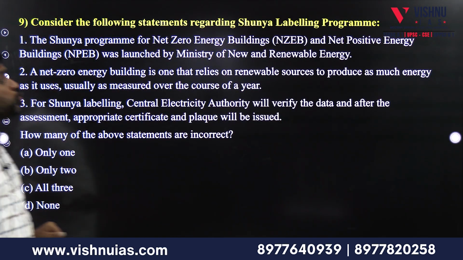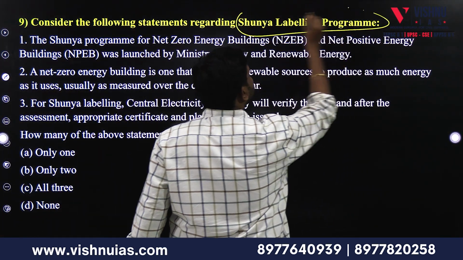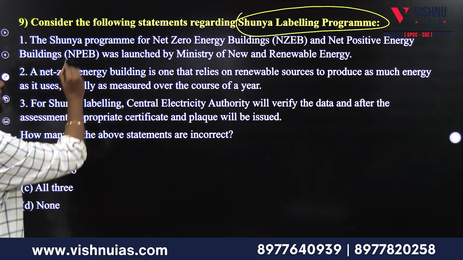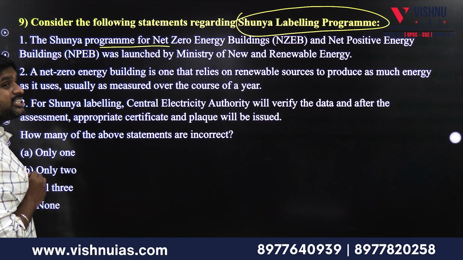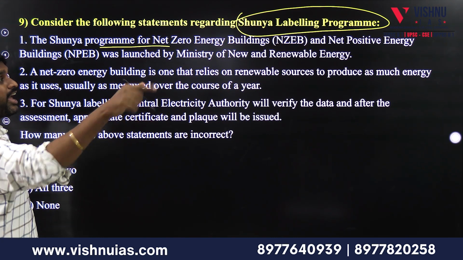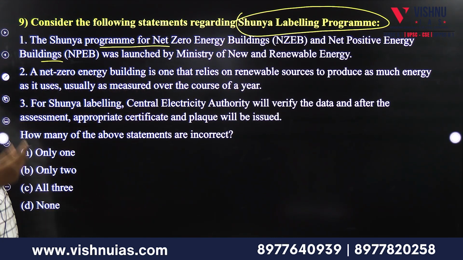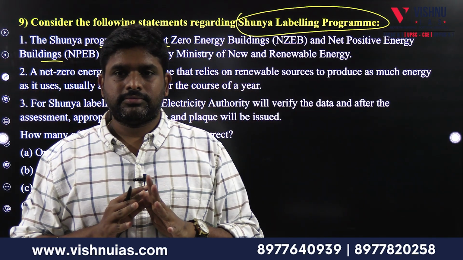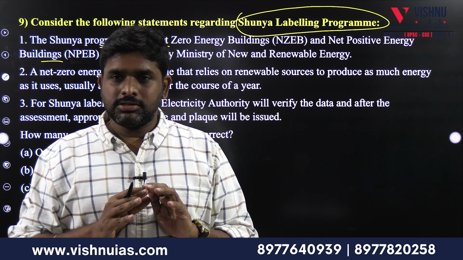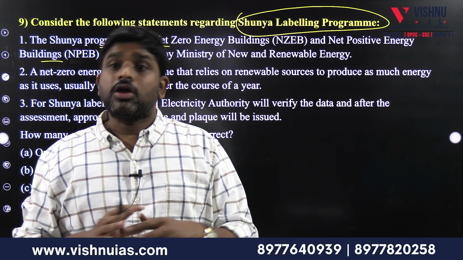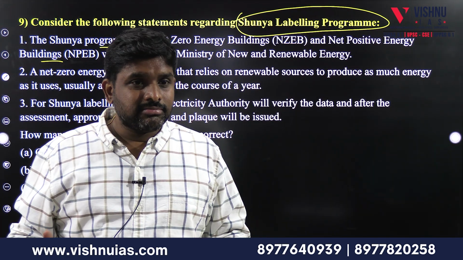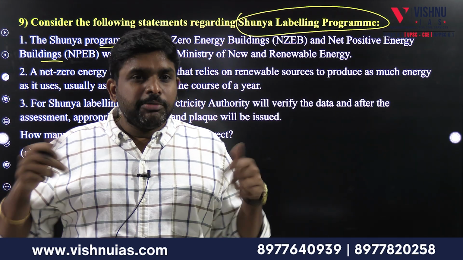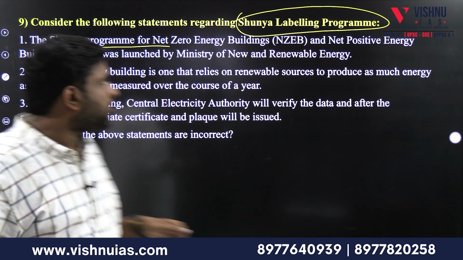Consider the following statements. Shunya labeling program. The Shunya program for net zero energy building or net positive energy building. Means this building should be net zero. Means what? Zero emissions, environment friendly. Or else it should be net positive. Net positive means at least solar energy is there, positive only, no? So it should be net positive.